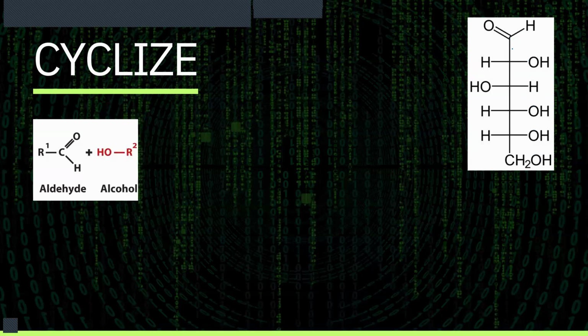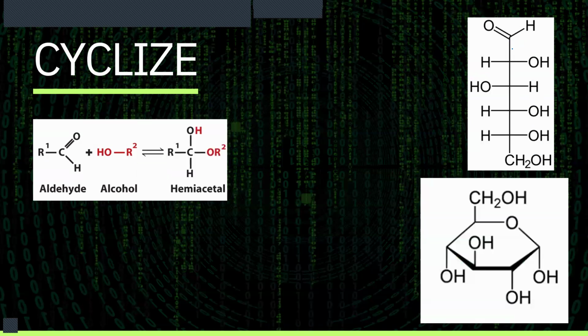Now, when an aldehyde reacts with an alcohol, you form what's known as a hemiacetal. To visualize this group, carbon number 1 is capable of reacting with any one of these hydroxyl groups. This structure down here is known as a pyranose. This is glucopyranose, so this is glucose as a six-membered ring.